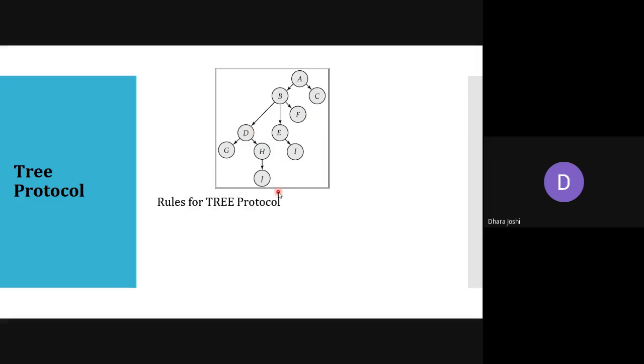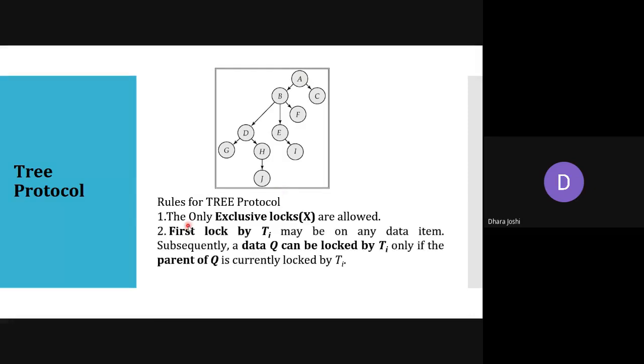So we will revise the rules for this tree protocol. First rule: only exclusive locks are allowed on any of the nodes. Suppose I want to lock this D node, then only exclusive locks are allowed. The first lock by any transaction, suppose transaction Ti, we are assuming T1, may be on any data item. It may be possible that I directly want to lock data item E. Yes, it may be possible.